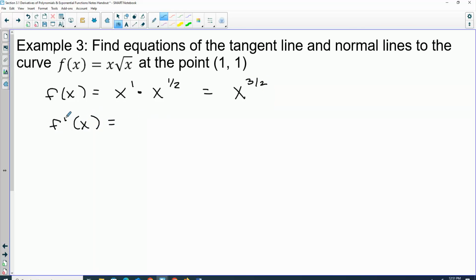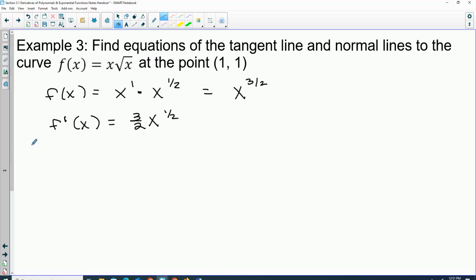Make sure you're using correct notation, so when you do the derivative, it's f prime. The exponent comes down, so the 3/2 comes down. We keep the variable, we subtract 1 from the power, so 3/2 minus 1. Alright, is everybody okay with the derivative?